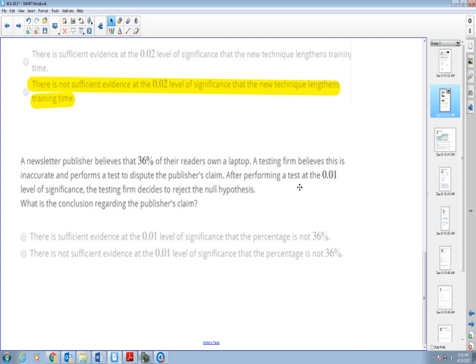After this testing firm performed a test at the 0.01 level of significance, the testing firm decided to reject the null hypothesis. If they reject the null hypothesis, that means they do find enough evidence that it is not 36%.